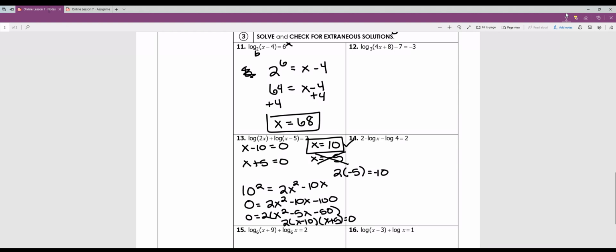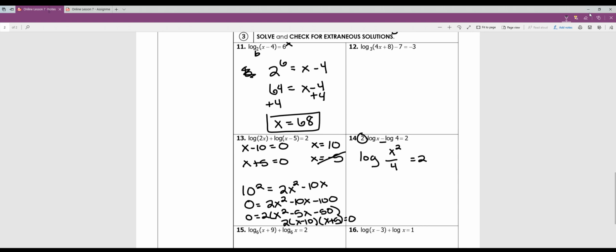So I want to work one more example where we have to do the quotient rule, since we haven't touched on that quite yet. And let's work number 14. So let me erase this stuff that's in our way. Number 14, we're actually going to have to use the exponential rule and the quotient rule, because I have this 2 here and I have subtraction. So to consolidate this, I'm going to have the log of x squared divided by 4 is equal to 2.